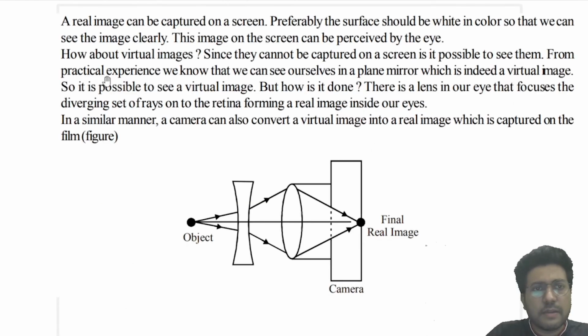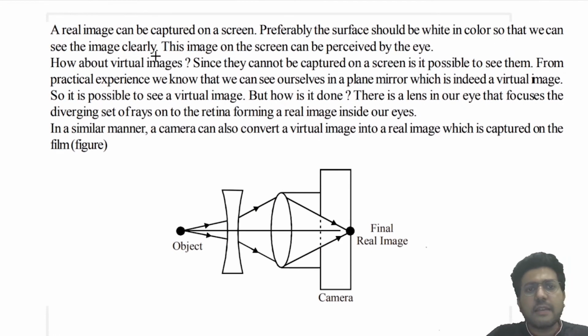Now there is one more important thing. A real image can be captured on a screen, that we know already, right? Preferably the surface should be white in color so that we can see the image clearly. So whenever the screen is white in color, we see the image clearly. This image on the screen can be perceived by the eye.